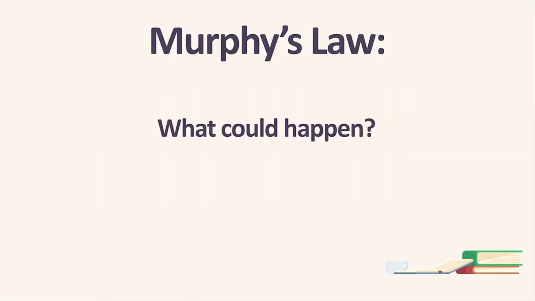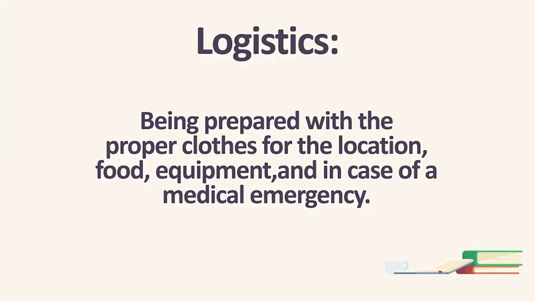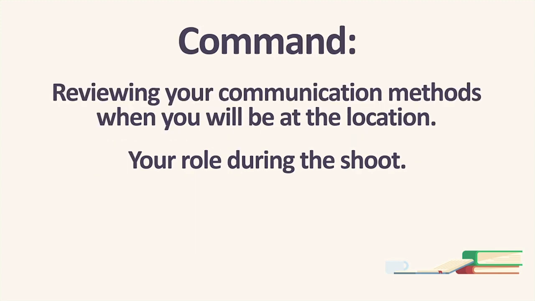Next is Murphy's Law, so think about what can happen at the shoot and what you should be prepared for. Next are the logistics of the shoot, being prepared with proper clothes, food, equipment, and in case of an emergency. Finally is the command, reviewing your communication methods when you'll be at the location as well as your role during the shoot, such as being the director, the cinematographer, or just the pilot.